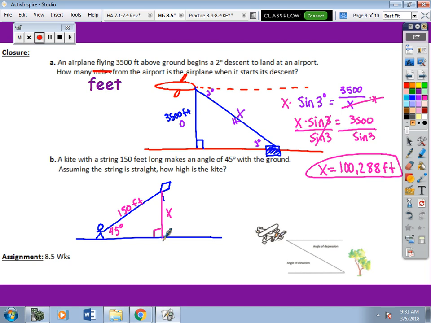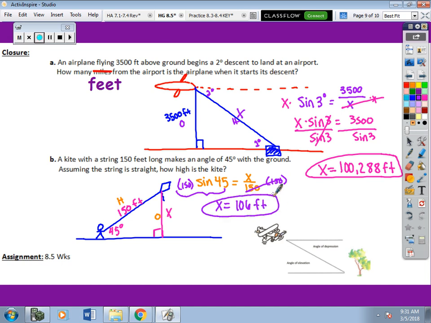This would be our x. This is the height of the kite. And so for this one, we would then choose our sine function again, because this is our opposite and our hypotenuse. So sine 45 equals x over 150. And this one is the shorter solving. We have x divided by 150. The inverse of dividing is to multiply. And then this goes into our calculator. And I should get 106 feet. Doesn't tell me what to round, so I'll just do a whole number.